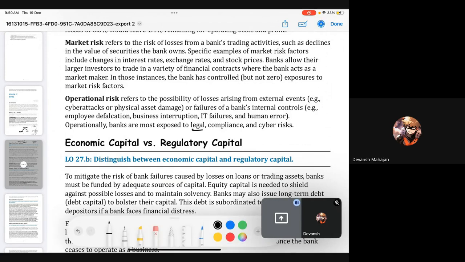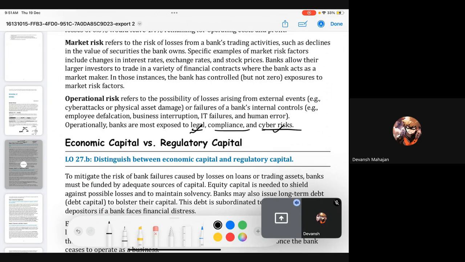Operation के अंदर they have legal risk, compliance risk and cyber risks. Cyber risks we know कि anything tech related, cyber risk. Legal risk, lot of laws come into play in the banking industry. So that gives rise to legal risk, where the bank may be exposed to a lot of litigation.